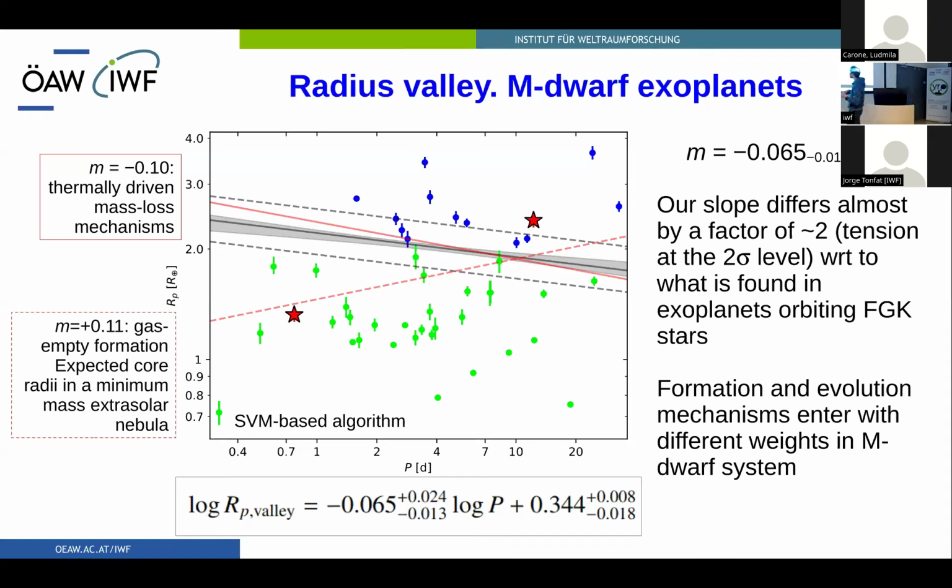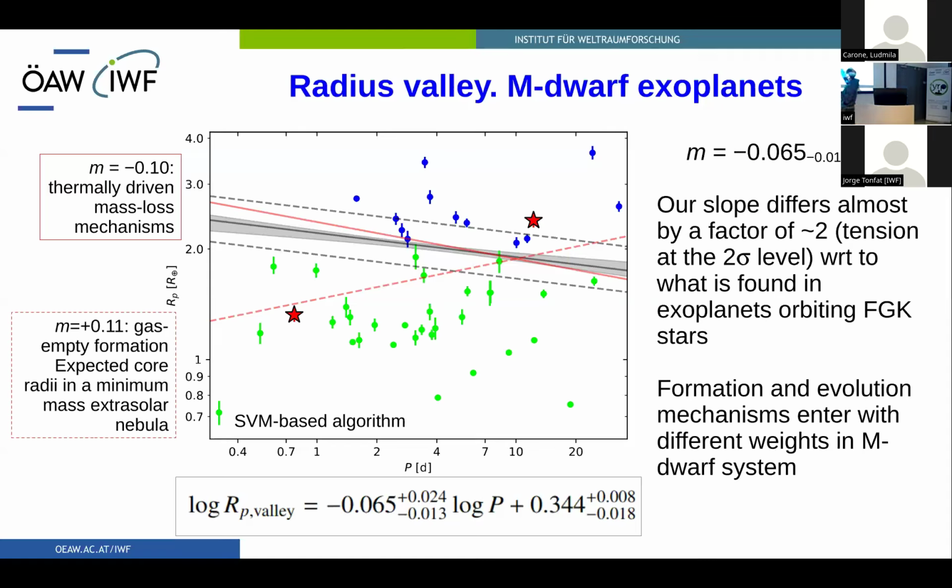The equation of the line that was inferred is here below, with a specific focus on the slope, which is minus 0.065. Given the uncertainties, we may see that this slope differs almost by a factor of 2 with respect to the slope derived for FGK stars. In addition, there's also a tension at around the 2 sigma level. Maybe not dramatic, but still quite a difference. So the idea is that the formation and evolution mechanisms that characterize planets around M dwarfs can slightly differ from those that characterize FGK stars.